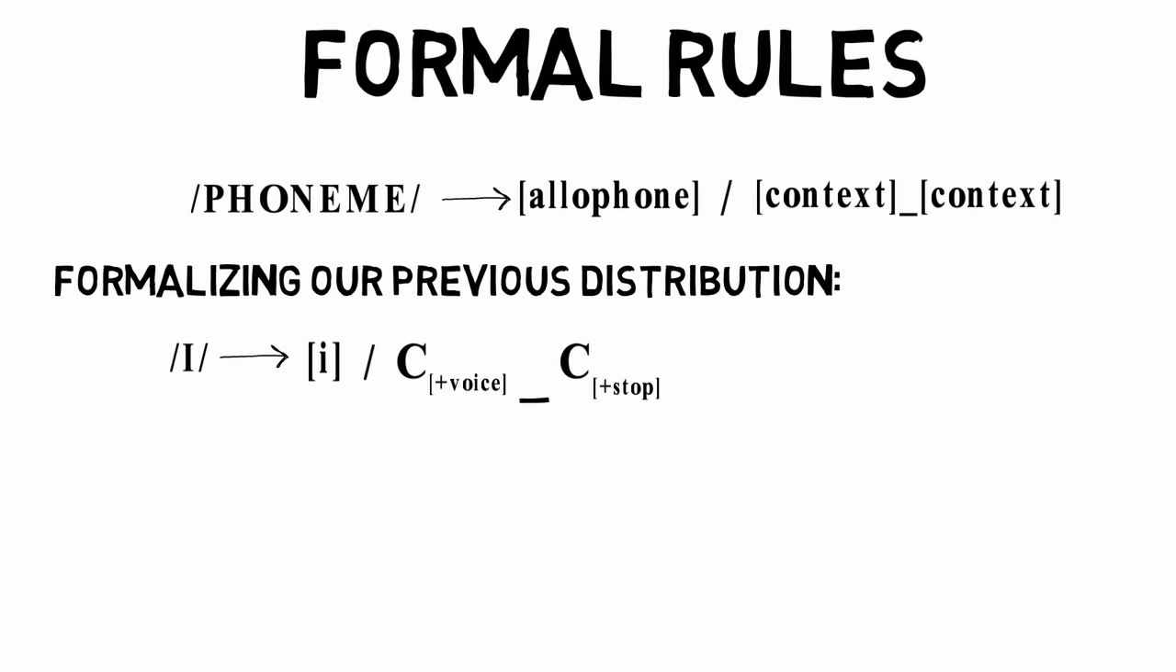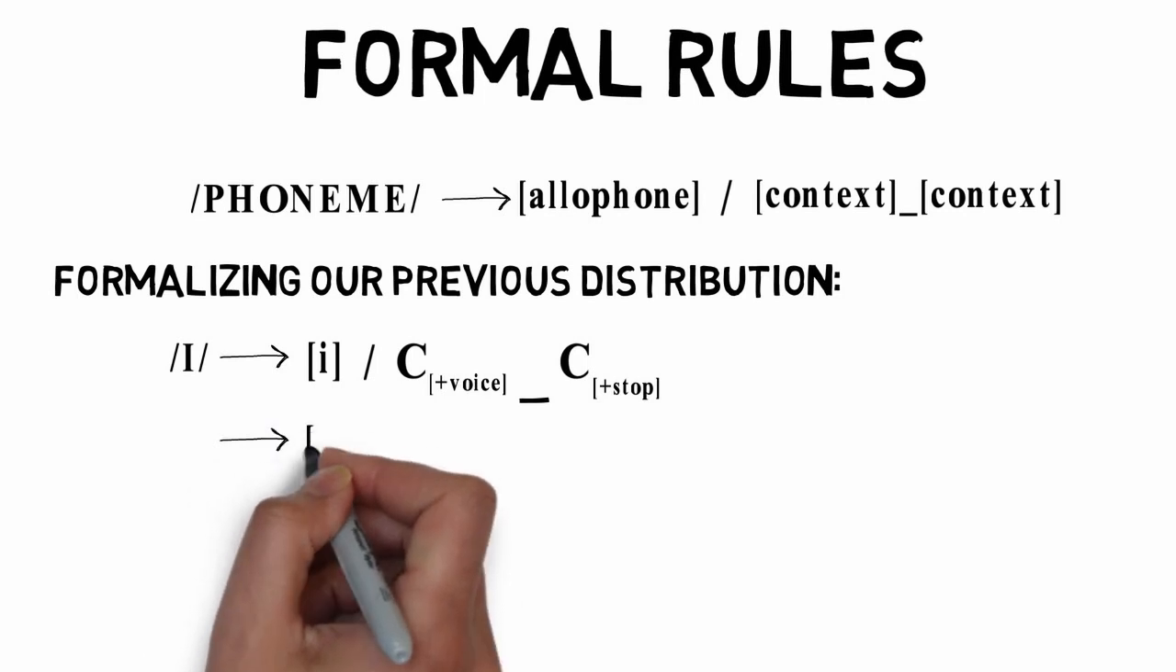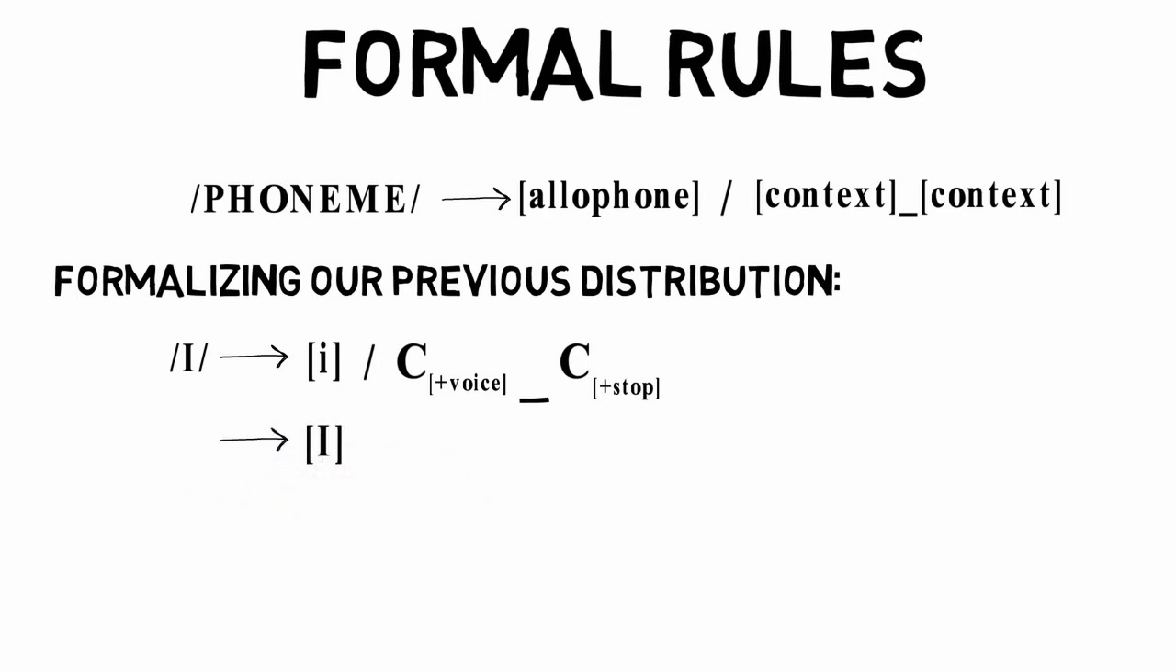Now, this just tells us what happens in order for I to become E. But that's only one half of the equation. We said that there are two allophones to this phoneme. There's E and there's I. So let's explain where to use the other allophone. So in this case, I'm going to just put the instance in which I becomes I underneath the previous example.